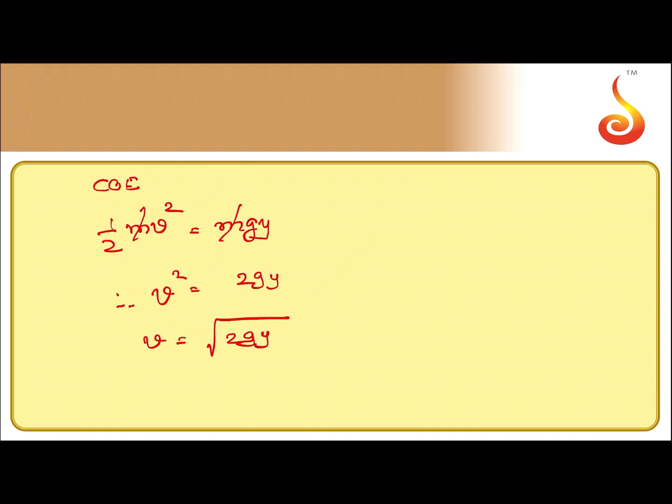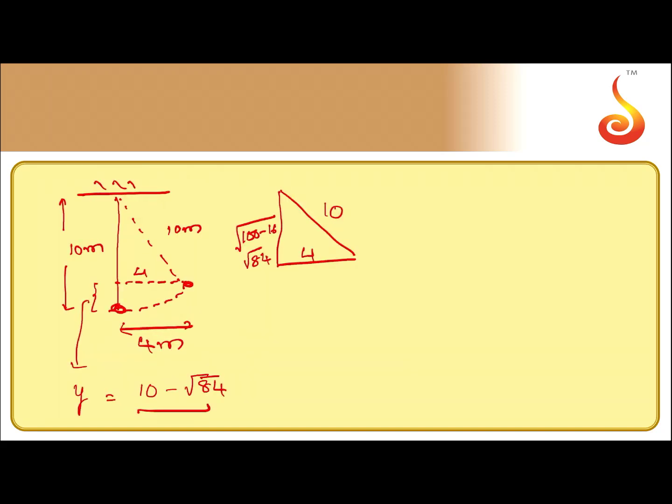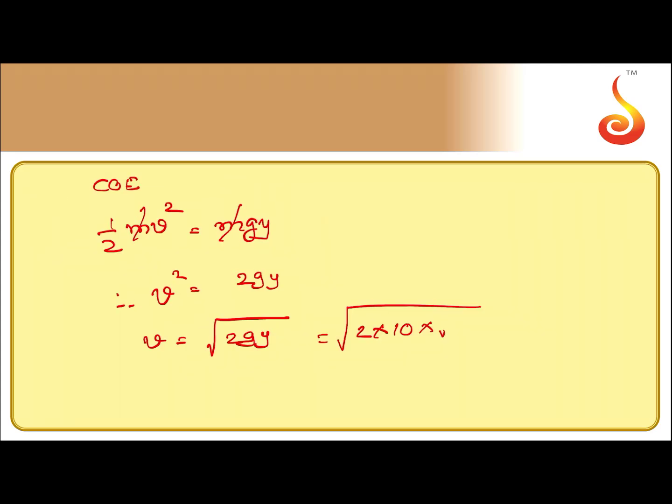Now, I will use conservation of energy. Initial kinetic energy is half mv square and final energy is only in the potential energy form, so mgy. So these two cancel and therefore v square is equal to 2gy, or v is equal to root of 2gy. So root of 2, g is 10 and the value of y is obtained earlier. This is 10 minus root of 84.